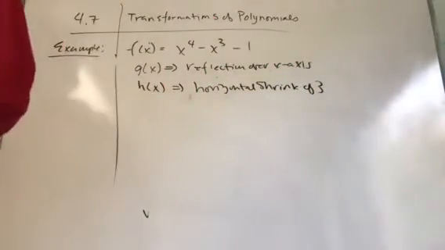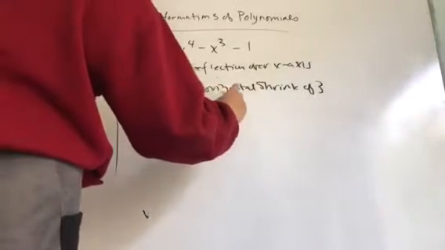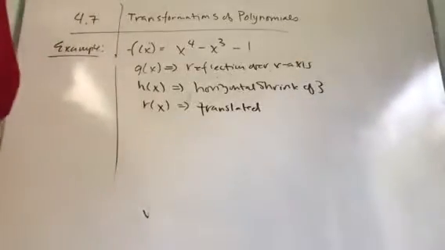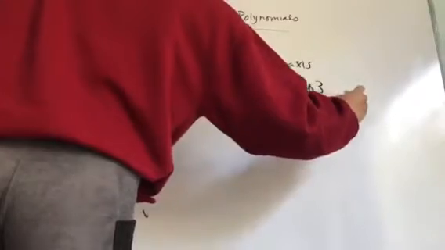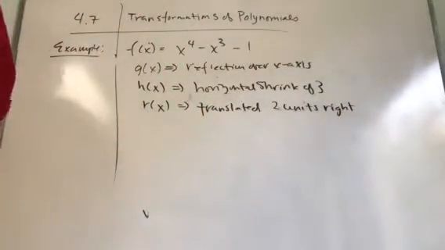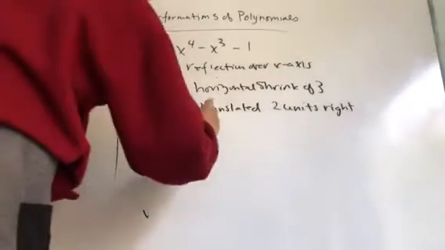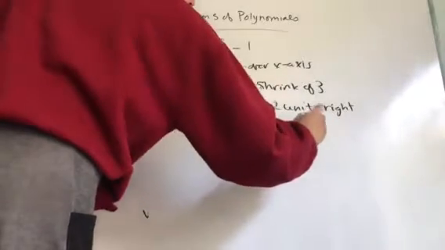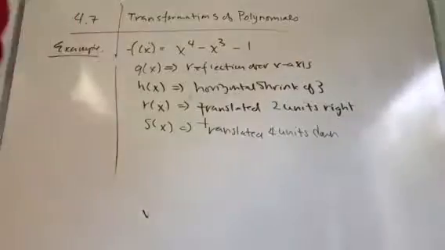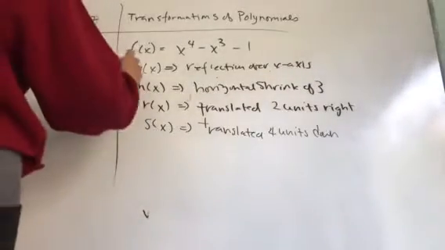See if you can find r of x, where it's then translated by 2 units to the right. And then s of x, where it is translated 4 units down. Okay, so here is one function that we start out with, and we're going to try to find all of these other transformations. So let's start with g of x.